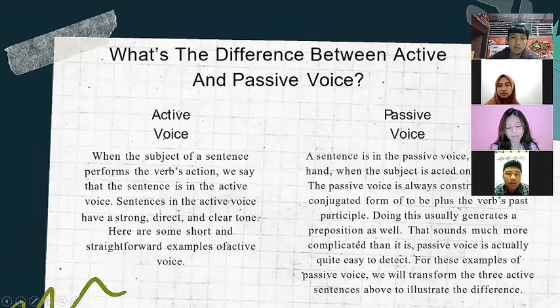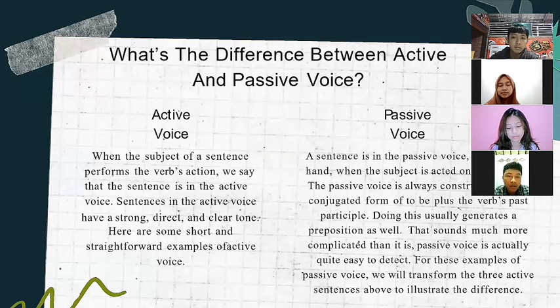What are the differences between active and passive voice? Active voice. When the subject of a sentence performs the verb action, we say that the sentence is in the active voice. Sentences in the active voice have a strong, direct, and clear tone. Here are some straightforward examples of active voice.